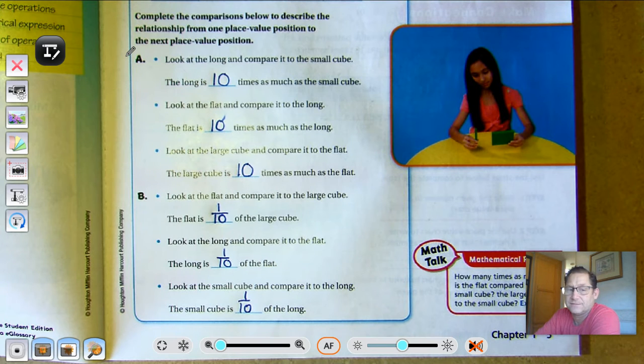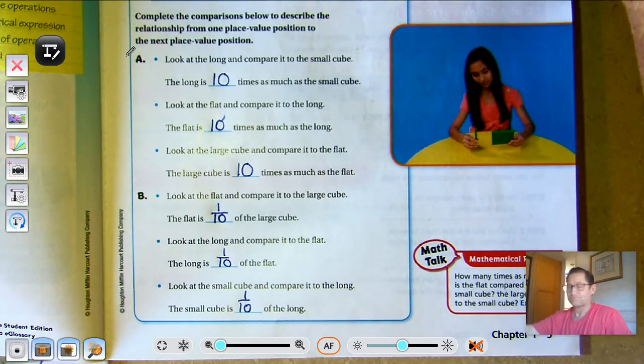The flat is 1/10 of a large cube. It takes me 10 flats to equal a large cube. The long is 1/10 of the flat because it takes 10 longs or 10 tens to equal a flat or 100. And the small cube is 1/10 of the long. It takes 10 small cubes to equal one long, or the value 10.